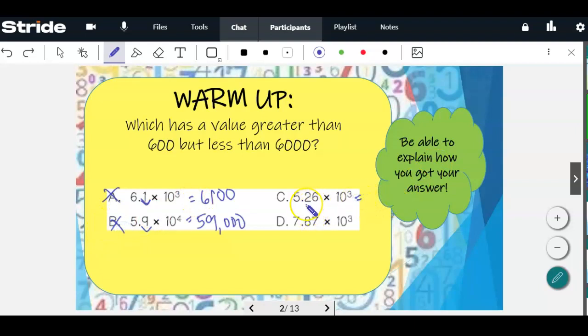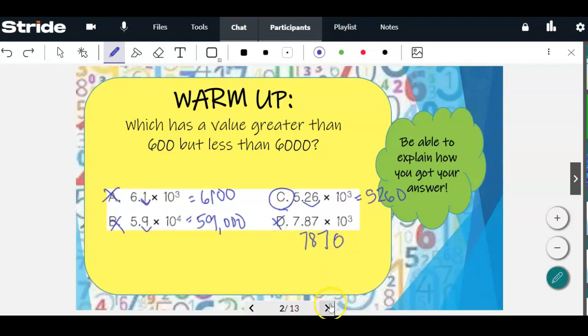All right, this one, you're going to move it over 3 places. There's 2 of them, so we need to add 1 0. That definitely is less than 6,000 and greater than 600. And you can see this last one would be 787 and 0 there. So that is bigger.